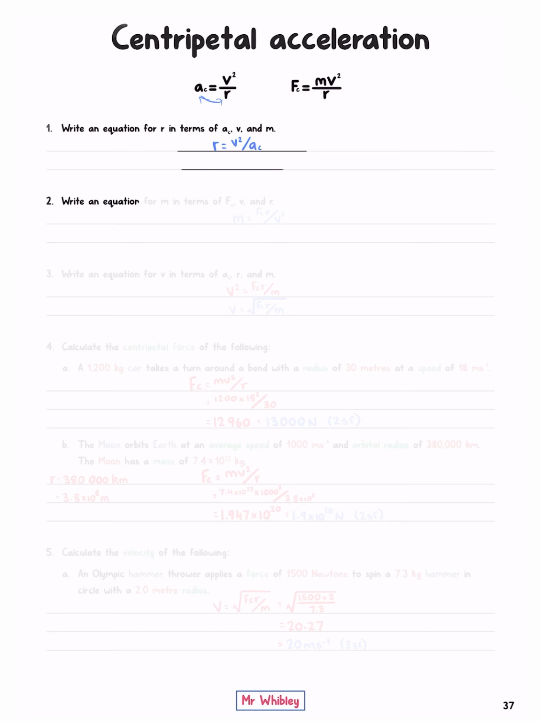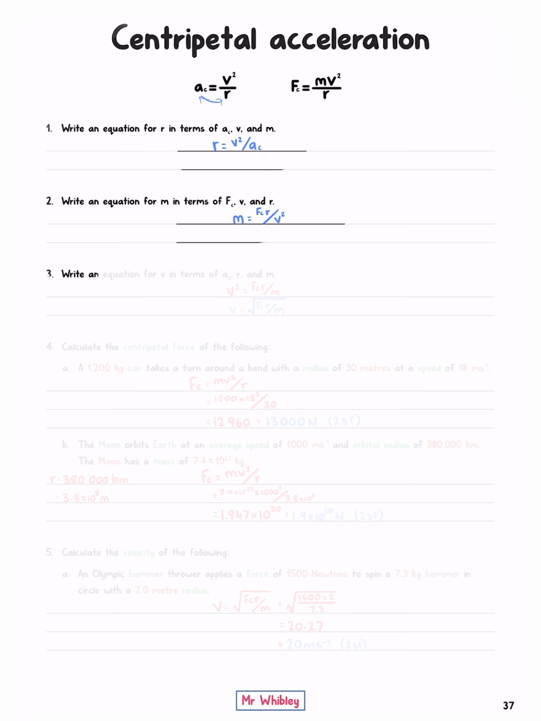Centripetal acceleration. Question 1. Write an equation for r in terms of AC, v, and m. For this, we need to take our equation here, and we can just swap these two values around, which gives me v squared over AC. Question 2. Write an equation for m in terms of FC, v, and r. For this, we take our equation here, multiply both sides by r, and divide both sides by v squared, which gives us FC r divided by v squared.